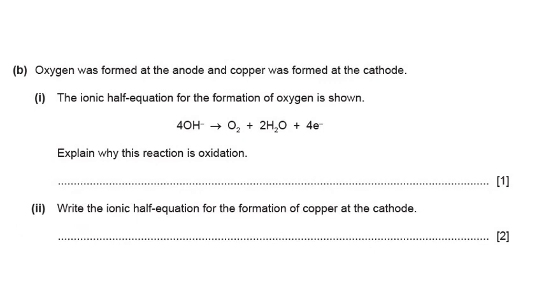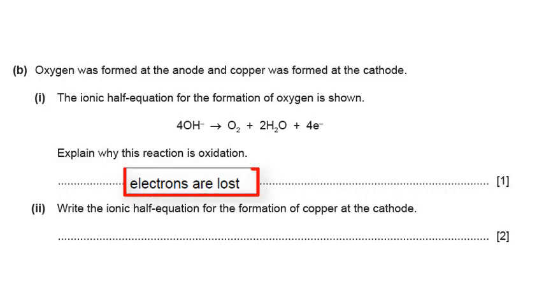And now let's jump to B. Oxygen was formed at the anode and copper was formed at the cathode. The ionic half equation for the formation of oxygen is shown. Explain why this reaction is oxidation. Surely we have loss of electrons, okay? Or you can say there is increase in the oxidation number. Oxidation number of oxygen in OH is equal to -2 and then in turn to 0. So there is increase in the oxidation number. Increasing the oxidation number is considered as oxidation process.